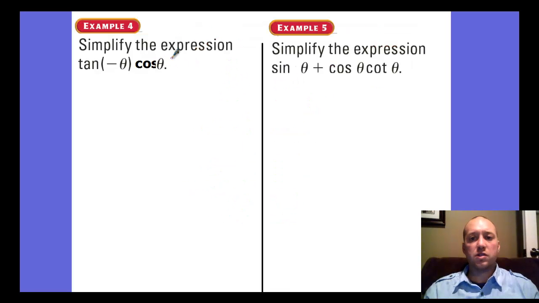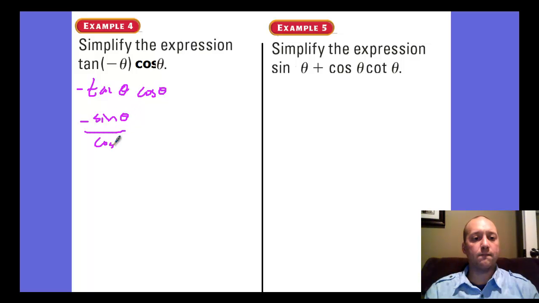Simplifying the expressions. So here we have tangent of negative theta, which is the same as negative tangent of theta, times cosine theta. Tangent is sine over cosine, times the cosine. Cosines here will reduce, so I end up getting negative sine.